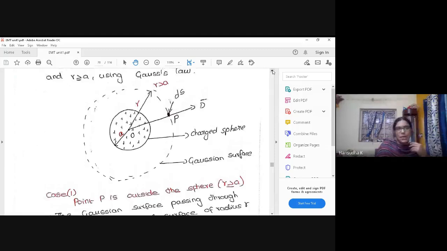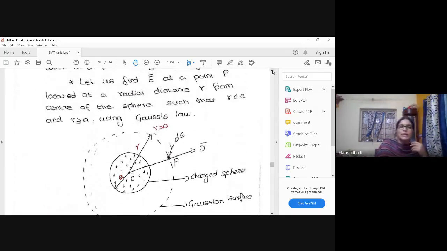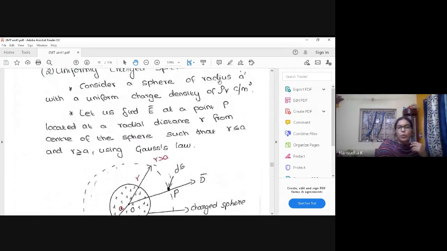electric flux density equation. Okay, so consider a sphere of radius a with a uniform charge density rho v. The uniform volume charge density rho v, its unit is coulomb per meter cube. Now let us find my electric field intensity at a point P located at a radial distance r from the center of the sphere such that r is less than a and r is greater than a using Gauss law.